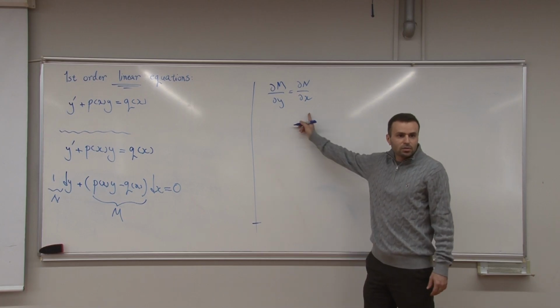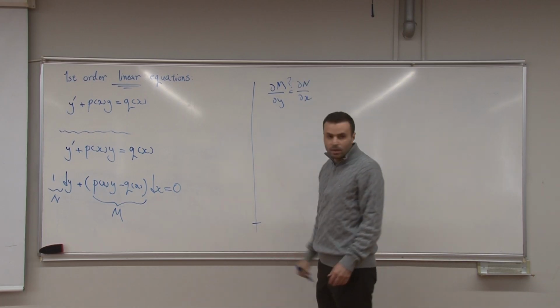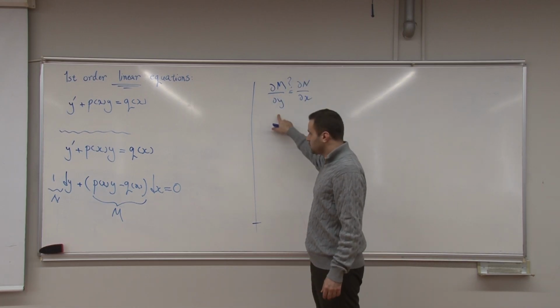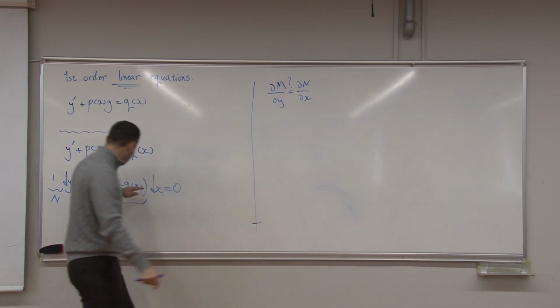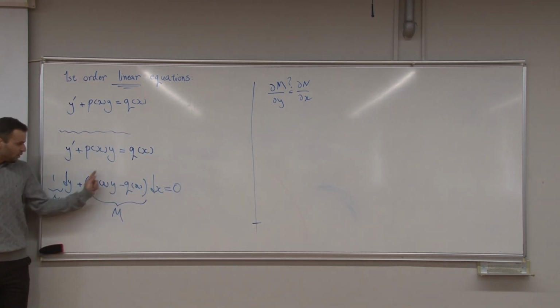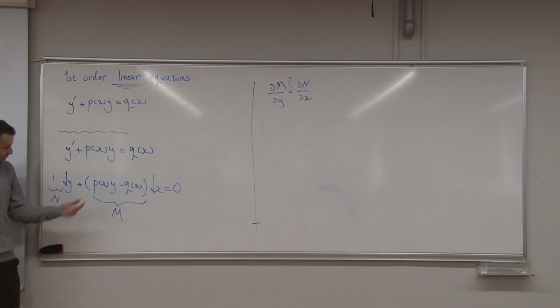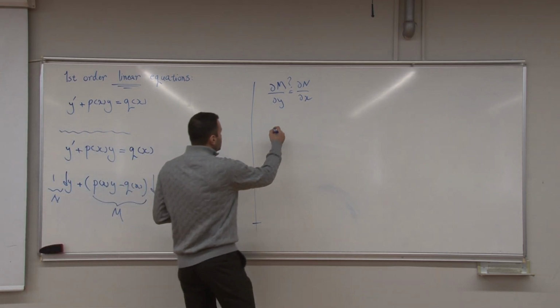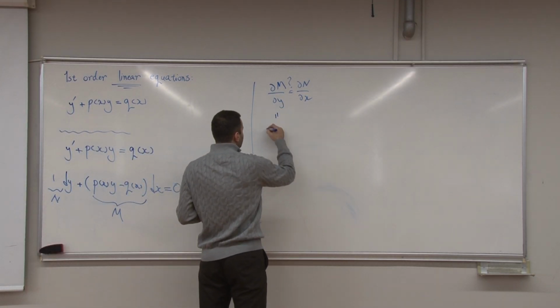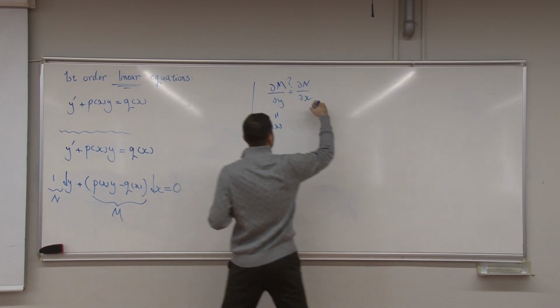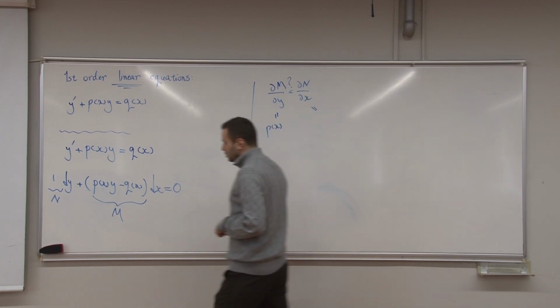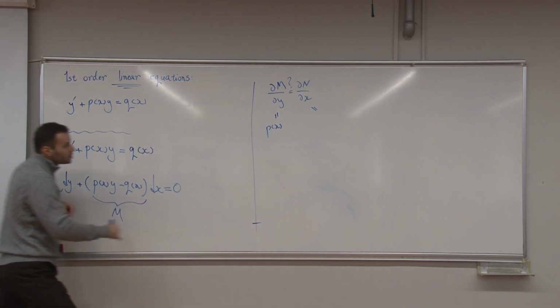Is it satisfied or not? What is the derivative of m with respect to y? What is the derivative of this expression with respect to y? P of x, yes. So this is equal to p of x. What is the right hand side? The derivative of this with respect to x is 0.